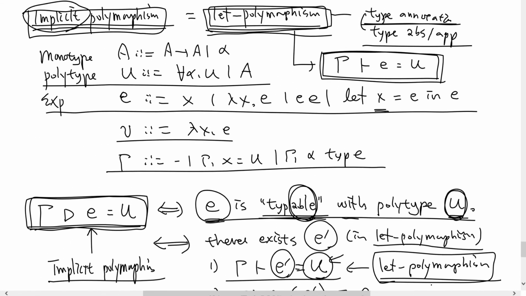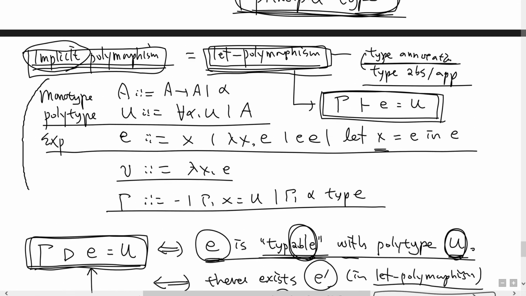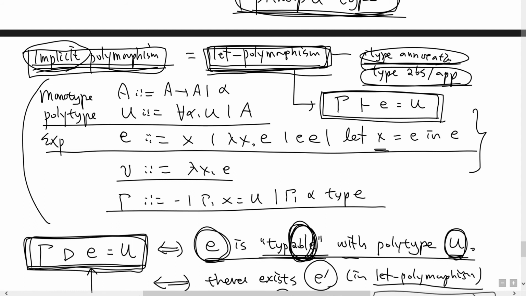So this is the syntax for implicit polymorphism, which is basically let polymorphism without type annotation and type abstraction application. So there is no type related stuff in implicit polymorphism, as indicated by the syntax here. And we use this typing judgment, which says expression E is typeable with polytype U, among many candidates, perhaps. Now, it's time to develop typing rules for this typing judgment. So let's develop the type system for implicit polymorphism.